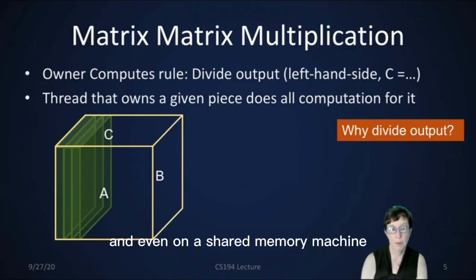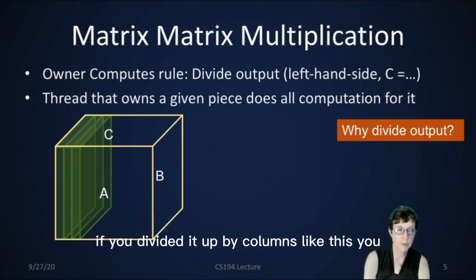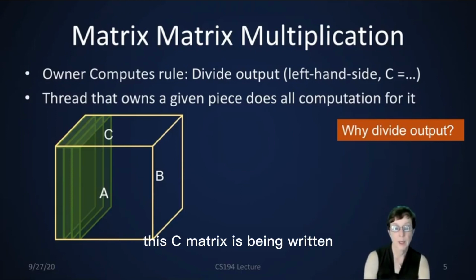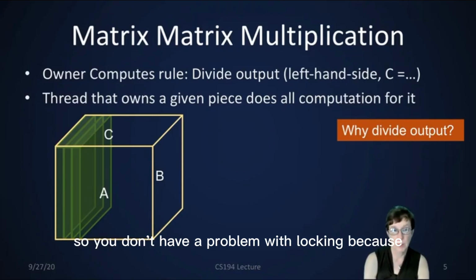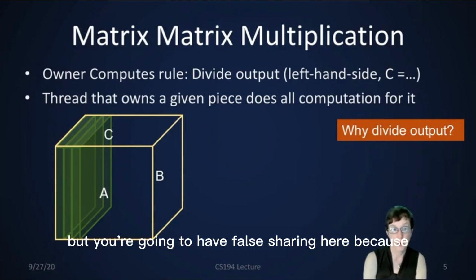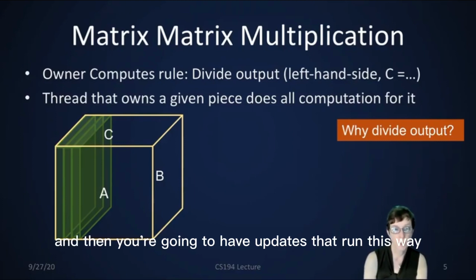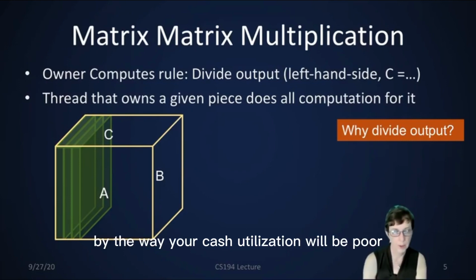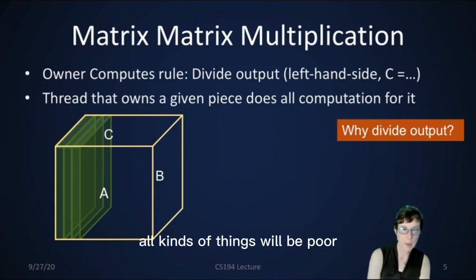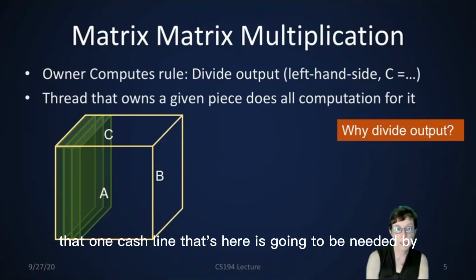And even on a shared memory machine, such as what we're talking about right now in terms of programming with OpenMP, the problem is if you divided it up by columns like this, and remember this C matrix is being written by each one of the processors. So you don't have a problem with locking because each processor owns a different column of the matrix, but you're going to have false sharing here because you're going to have, say, a cache line that runs this way, and then you're going to have updates that run this way. And by the way, your cache utilization will be poor, all kinds of things will be poor. But just from a parallelism standpoint, you're going to have false sharing because that one cache line that's here is going to be needed to be updated by multiple processors.